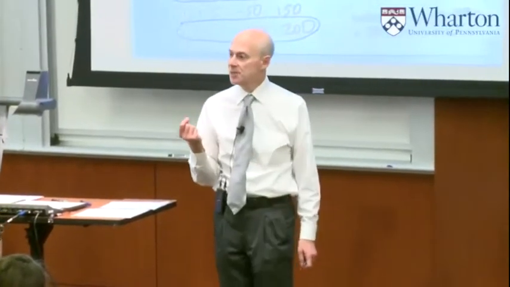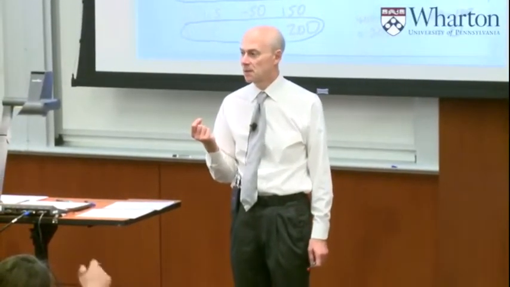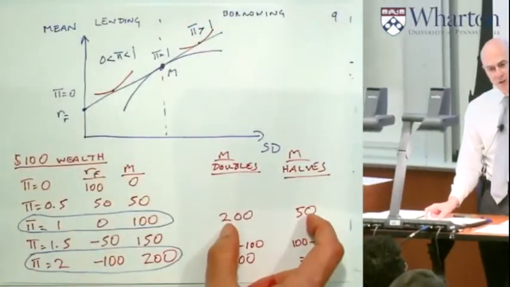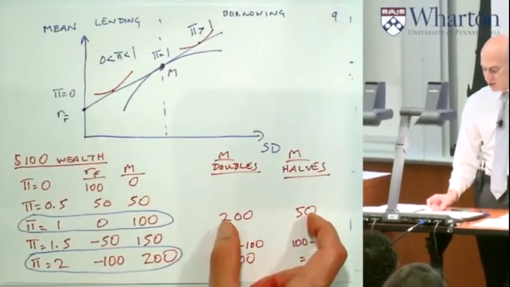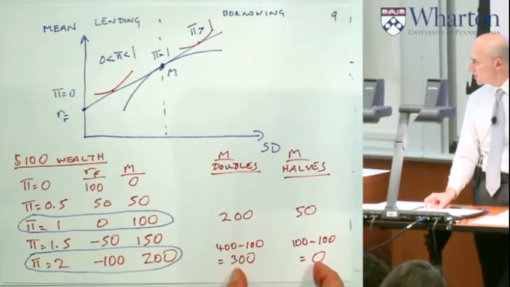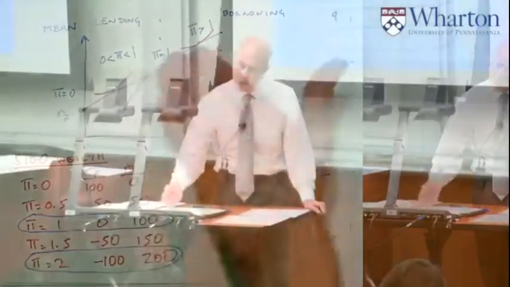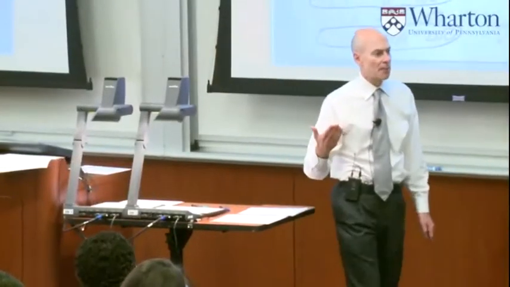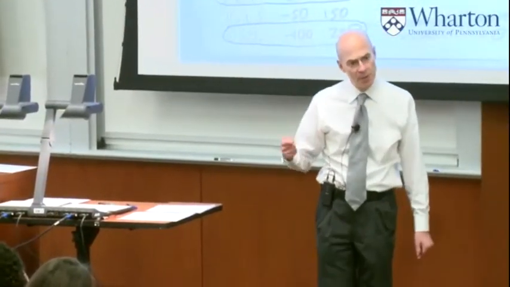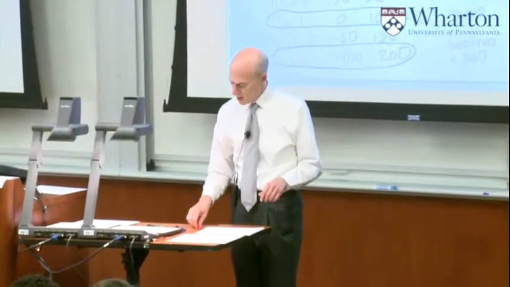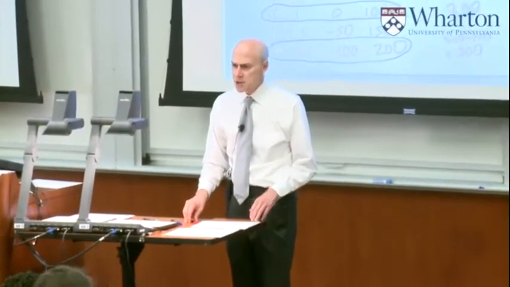What's happened to the risk? It's increased. Here your risk is 200 versus 50 for the range. Here it's 300 versus 0 for the range. So this is why when you borrow, your risk goes up. You're borrowing and putting it in the risky asset. Any questions about that?